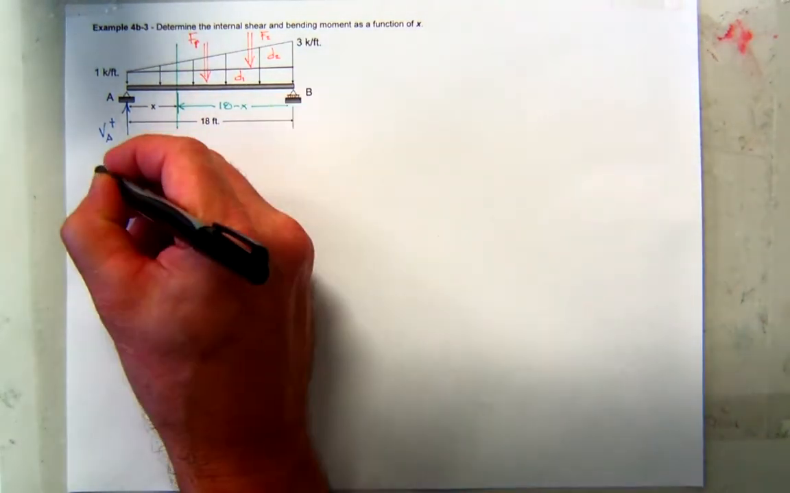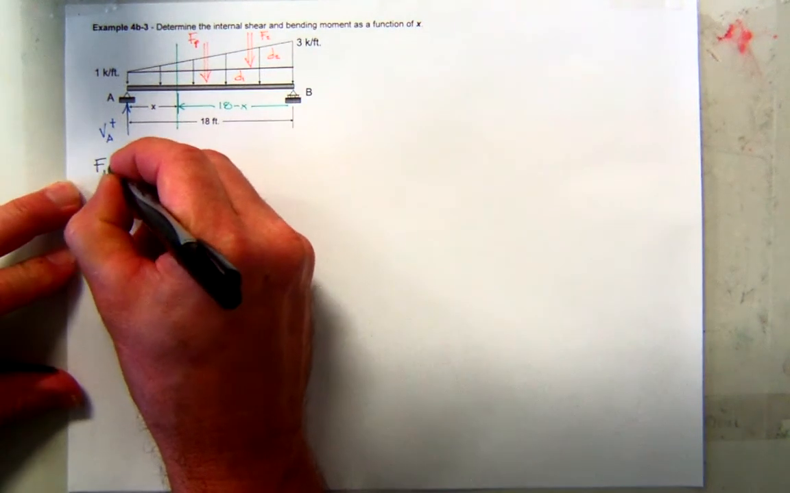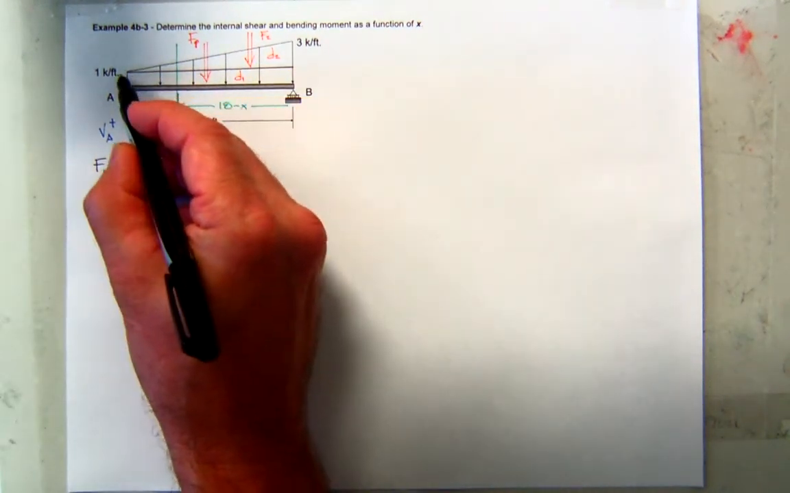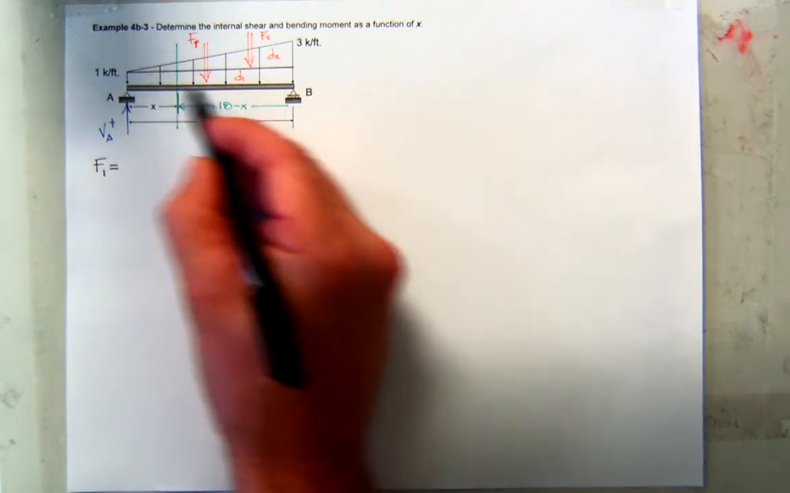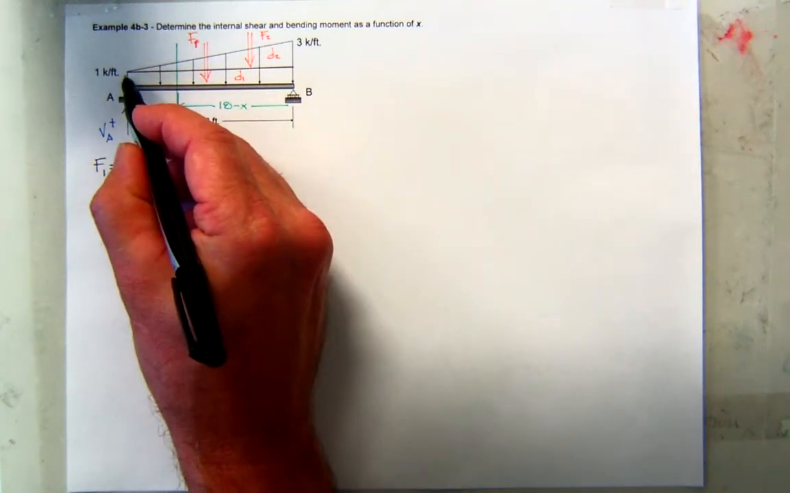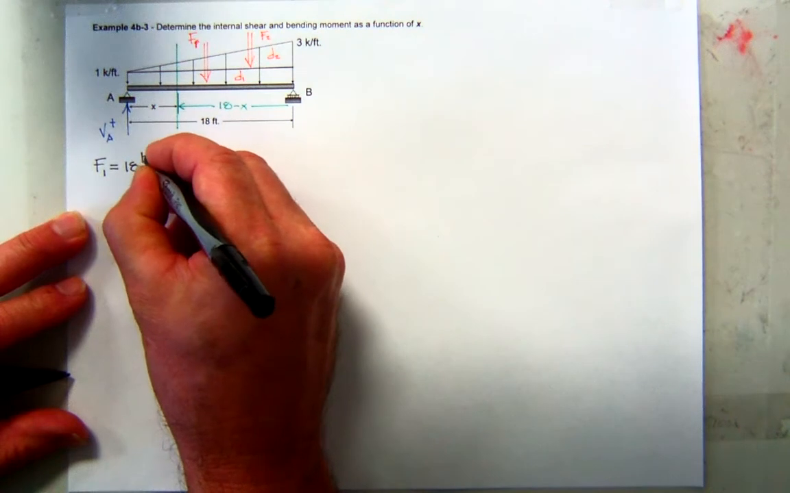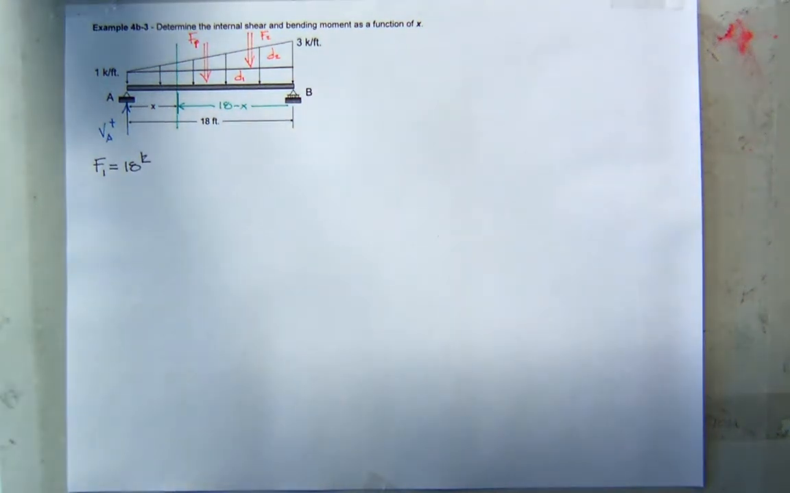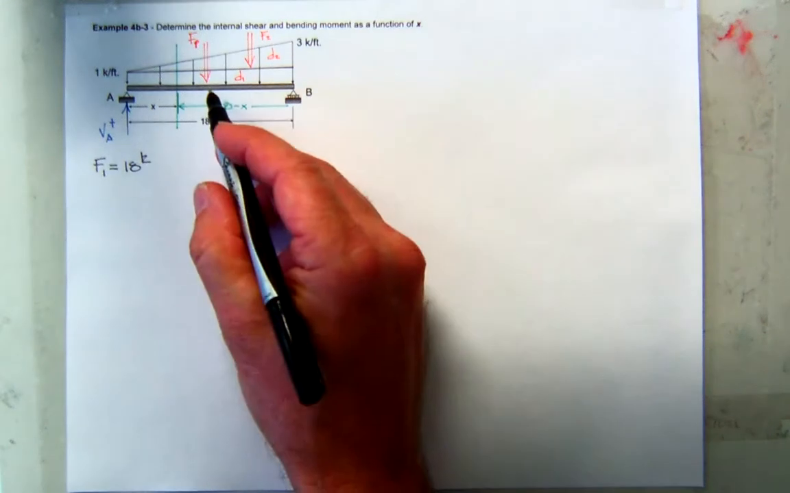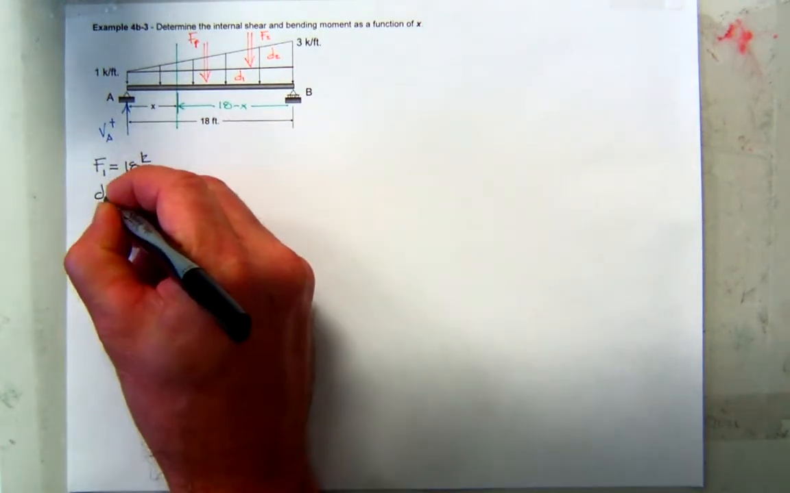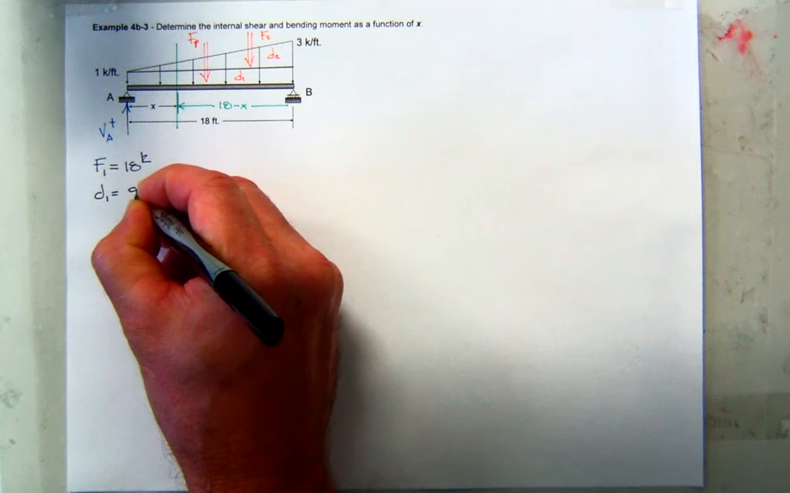So what would F1 be? It's the area under this rectangular part of the curve. So it's base 18 times height 1. So F1 is going to be 18 kips. Everybody see that? What's D1 going to be? The distance from B to the centroid. What's going to be half of 18? So that'll be 9 feet.